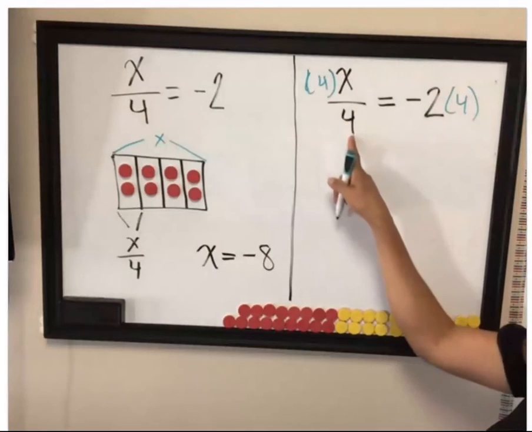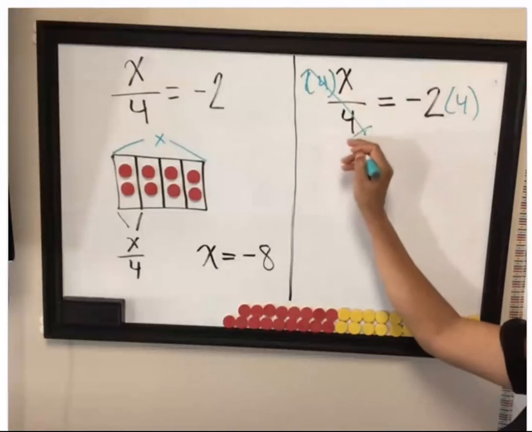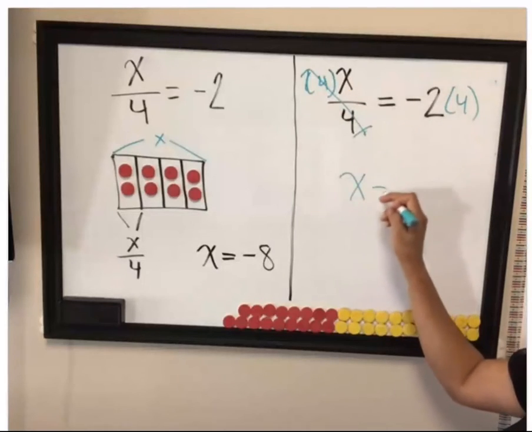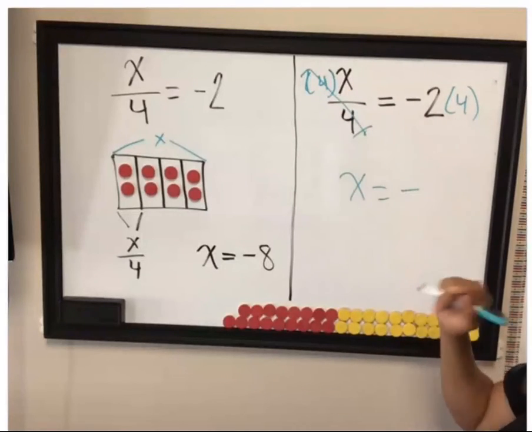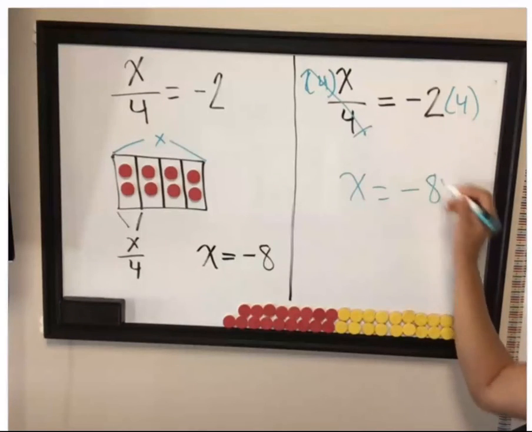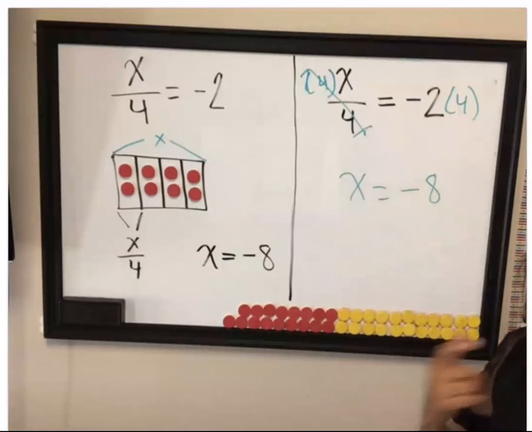We know that 4 divided by 4 is 1, and 1x is just x. A negative times a positive equals a negative, and 2 times 4 would be 8. So both of them will give us the same answer.